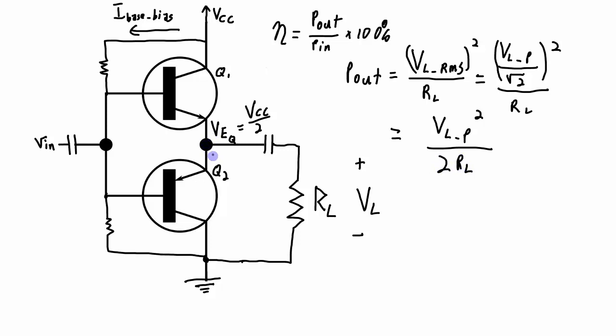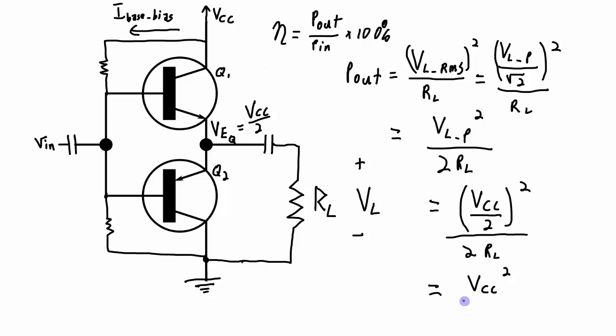The maximum swing at the emitter voltage is up to VCC and down to 0. When you remove the DC bias, or the DC offset, you get a voltage across the load that's going to be able to swing up to VCC over 2 and down to negative VCC over 2. So that means my peak voltage is going to be VCC over 2. So to calculate the output power, it's VCC over 2 all squared divided by 2RL. So what is that equal to? Well, just rearranging the equation here, VCC squared over 8RL.